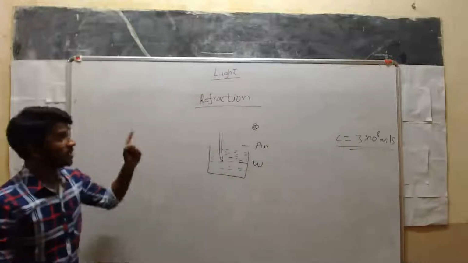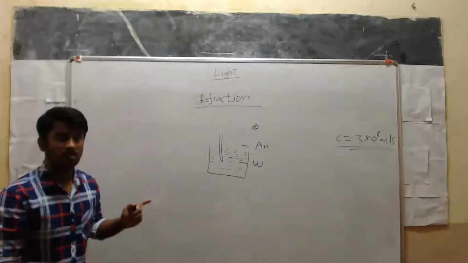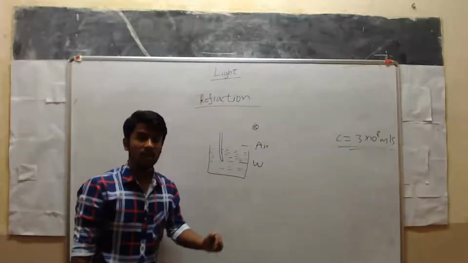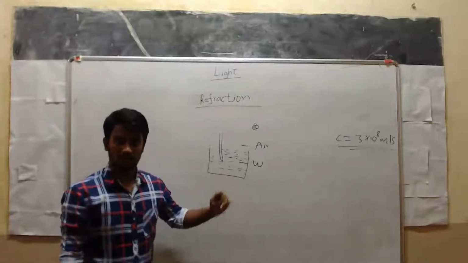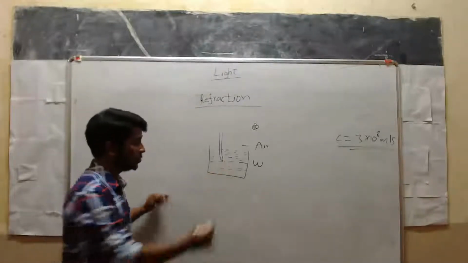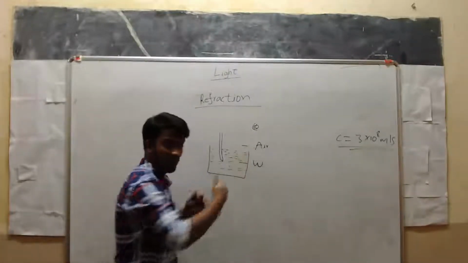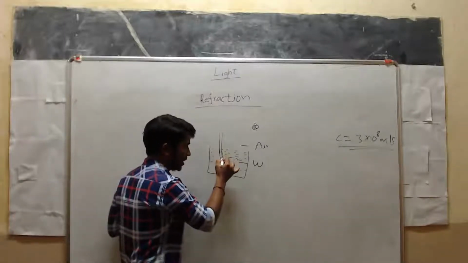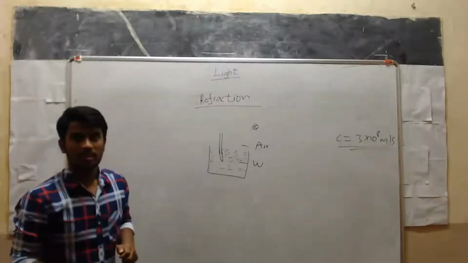I told you what refraction of light is. Refraction of light means the bending of light while traveling from one medium to another medium. Here the rays are traveling from water medium to air medium. Here the medium changes, right? So that's why this pencil looks like a bend.